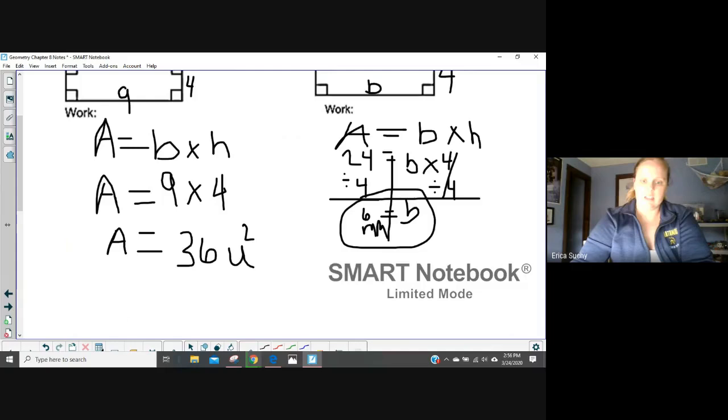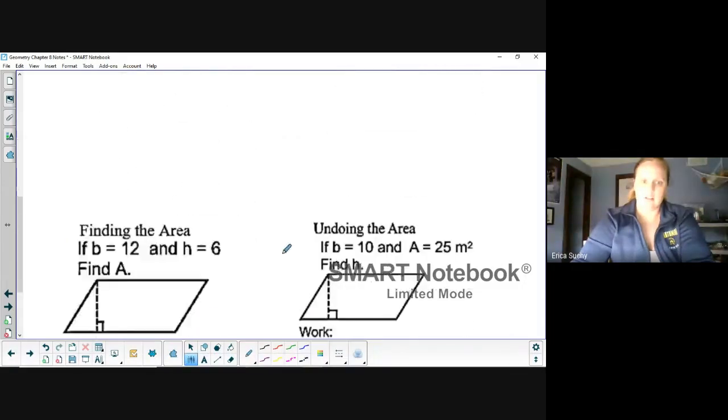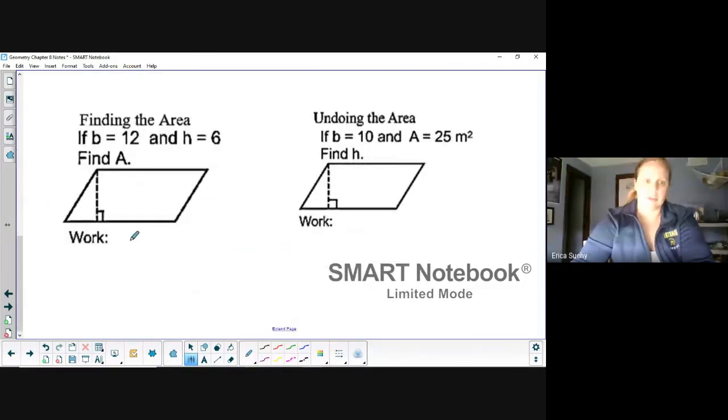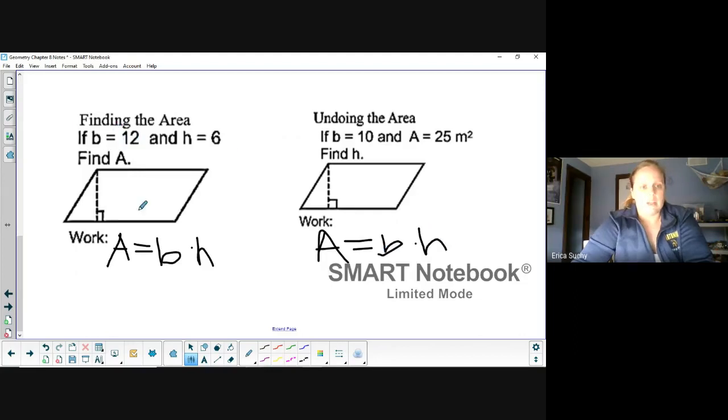All right, that's it for rectangles. Now if we go on to parallelograms, it's the same situation. Same formula, just plug in the numbers. All right, on this first one, base is 12, so that would go here. Height is 6, that would be perpendicular to the base. The second example, it says the base is 10, but then it says find H, so H for height.